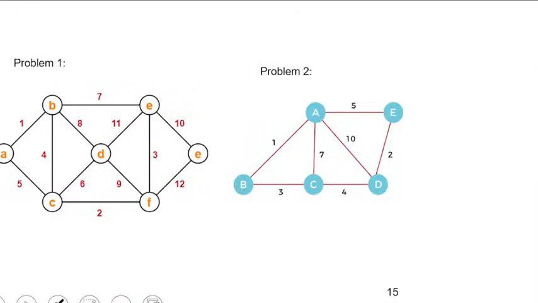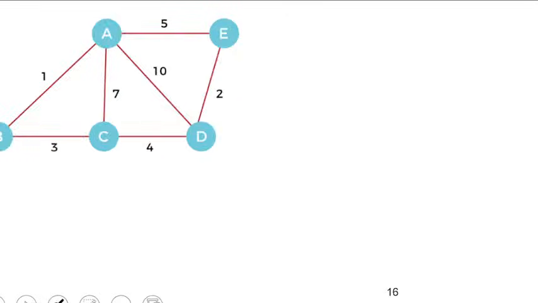Next problem, there are two problems given. You just work it out and find the answer. It will be very useful for writing your examination. So the first problem, take this graph and find the minimum spanning tree and minimum cost. And next, here you just solve this problem.